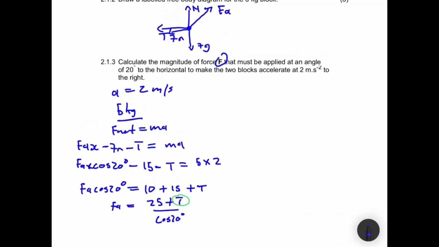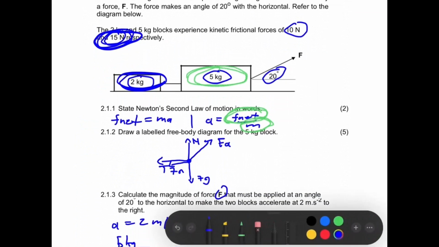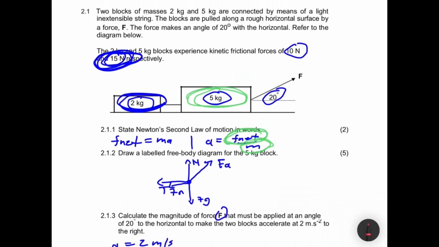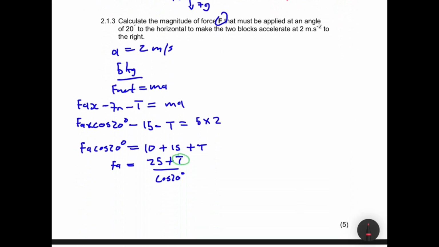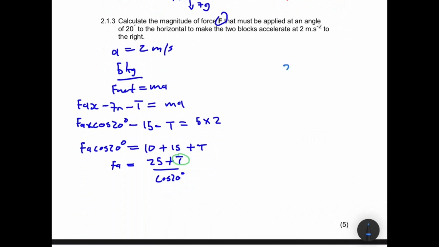So we have already used the 5 kg block. What we can do now is to use the 2 kg block and see if we can get the tension from the 2 kg block. So from the 2 kg block, there is the tension that is pulling it to the right and the frictional force that is pulling it to the left, right? So we're going to have something of this manner. So we have 2 kg, and then in place of 2 kg, we know fully well that F net is always equal to ma.